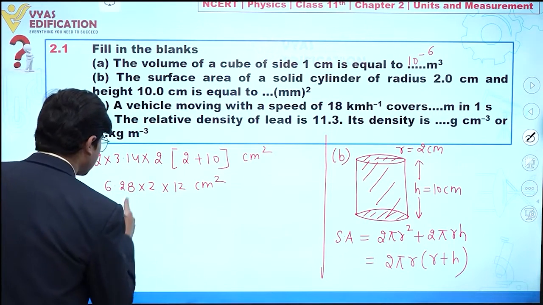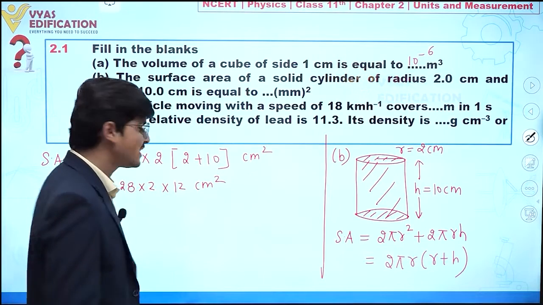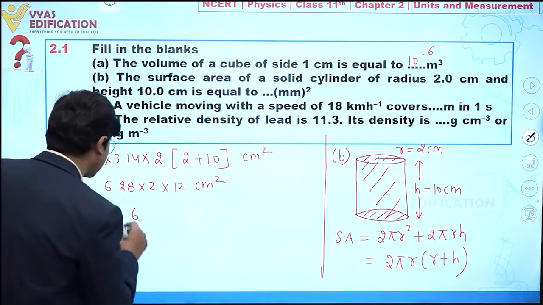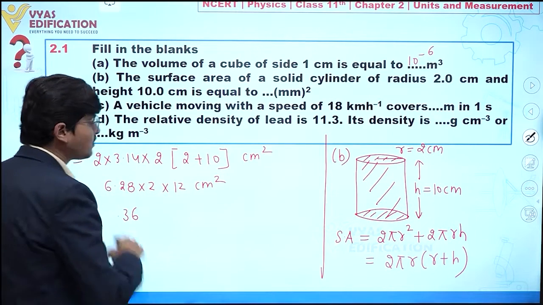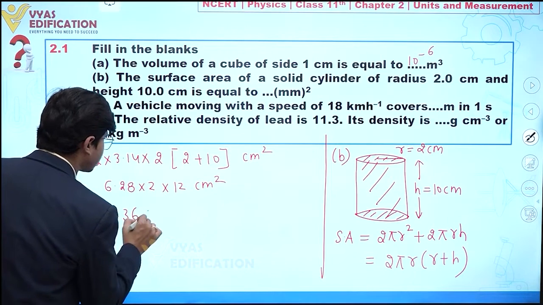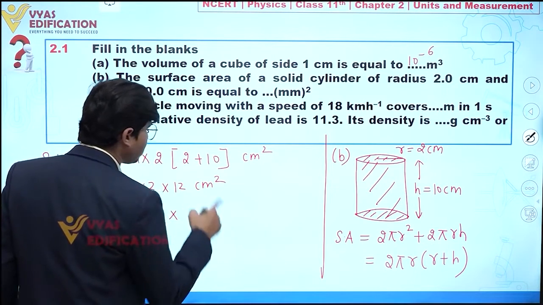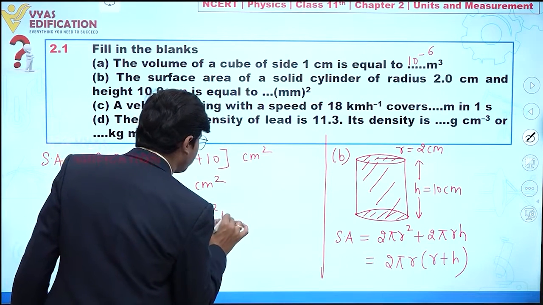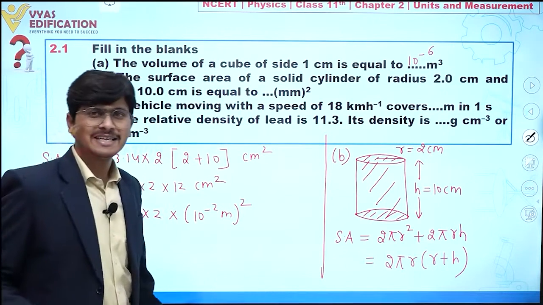So we can write like this, 12 multiply 8, this is 96, 12 times 6 is 72, and we get 75.36, multiply 2, and this is in centimeter square. We can convert into meter square, 10 to the power minus 2 meter and this one whole square, clear.